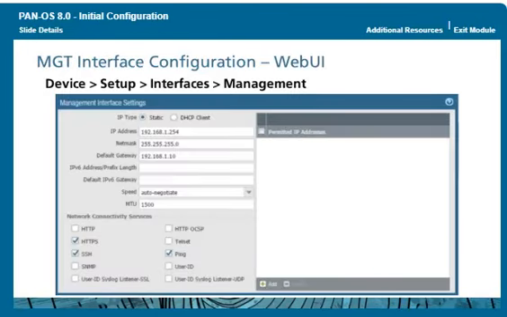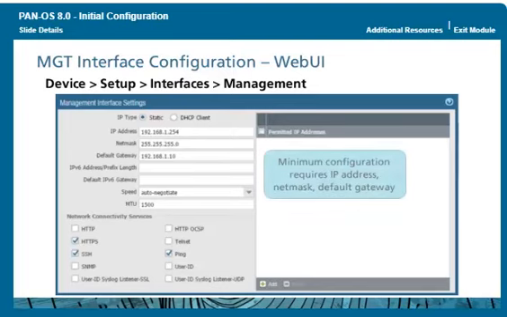You can also configure the MGT interface using the web UI. To connect your system or laptop to the MGT port so that you can use the web UI, complete the following steps. Configure your system or laptop Ethernet interface in the 192.168.1.0/24 subnet. Connect to the MGT port with an Ethernet cable.